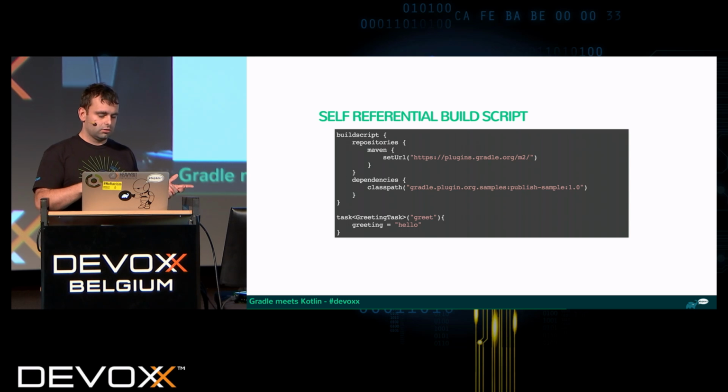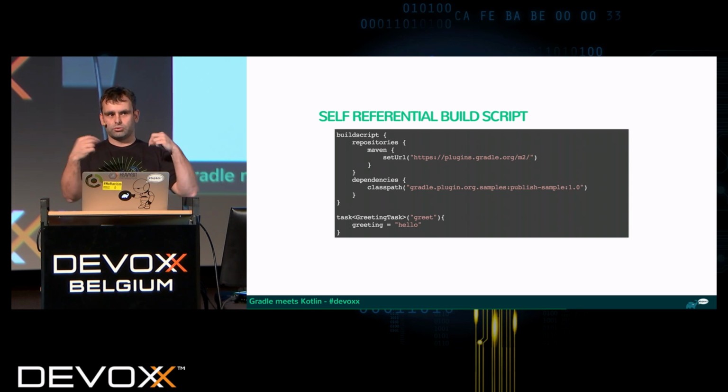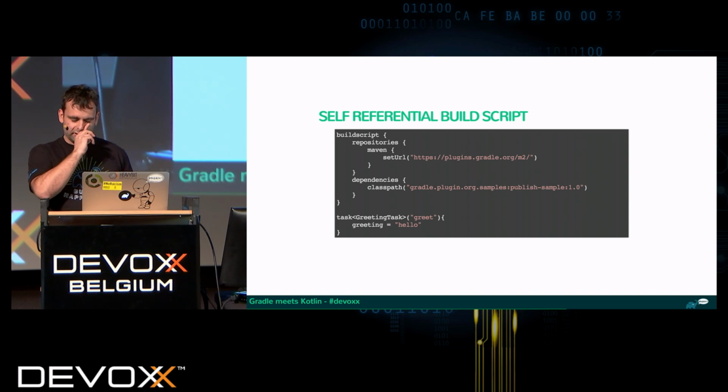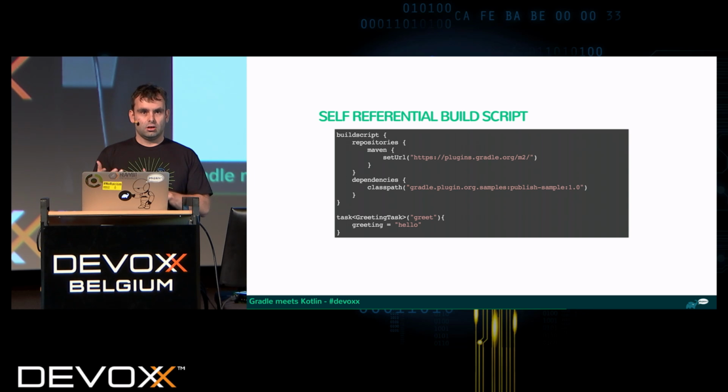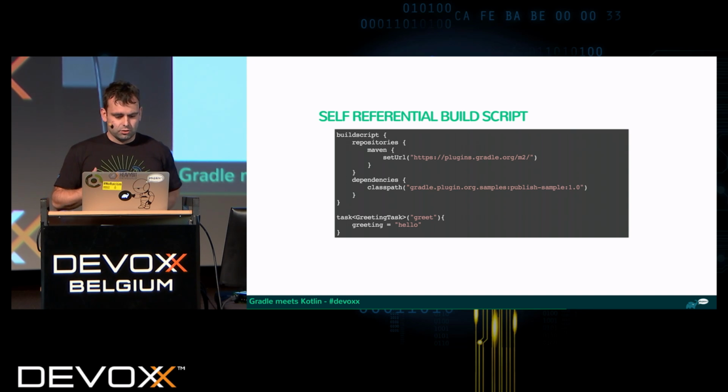Another issue we also had in the Groovy backend is that you have self-referential build scripts. Like in the build script itself, you want to declare a dependency which is used within the build script. In Groovy, we solved that a long time ago, but in Kotlin, it was kind of a challenge too. So actually what happens now is if you save that build script, the dependency is resolved, and then you can use that dependency here. Like I apply a plugin, publishing sample, there's a greeting task in there, and then I can use that.